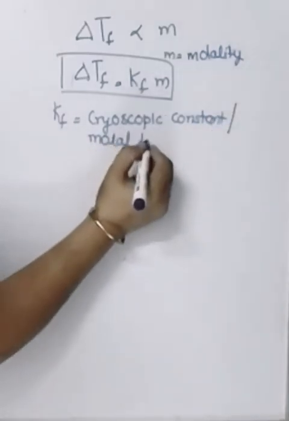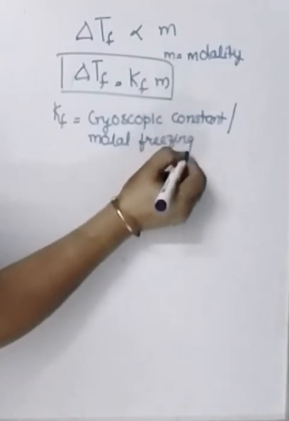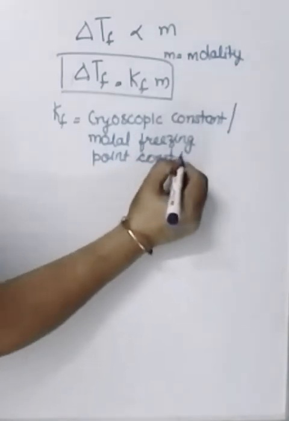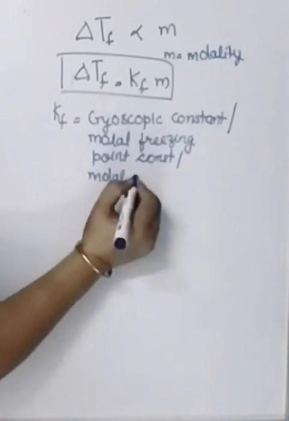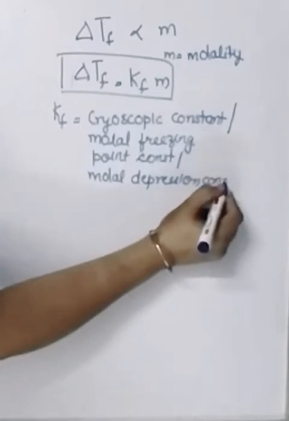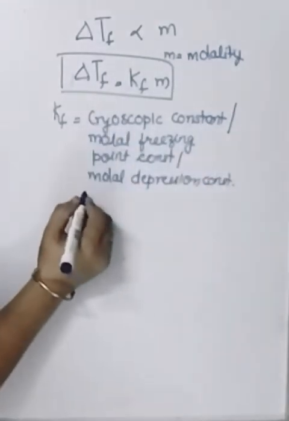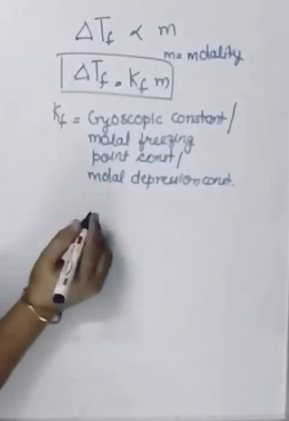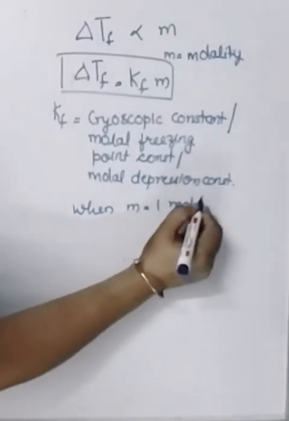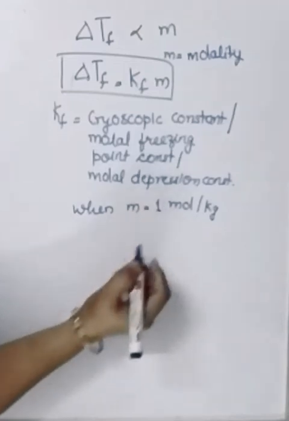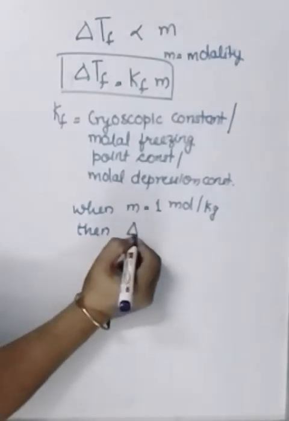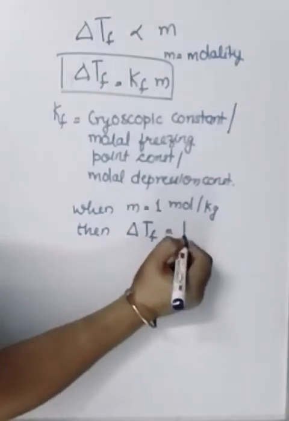It is the cryoscopic constant or molar freezing point constant. It is also called molar depression constant. These expressions are very important for numericals. So we'll find del TF when M is 1 mole per kg, that is if we have a 1 molar solution, then del TF equals KF.